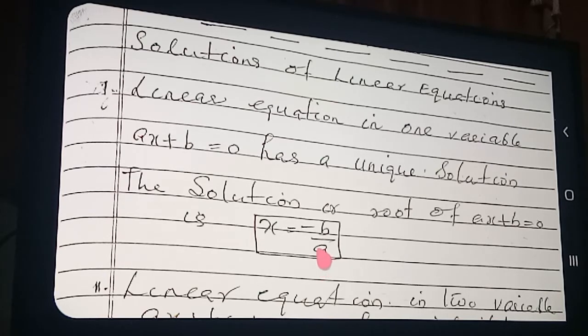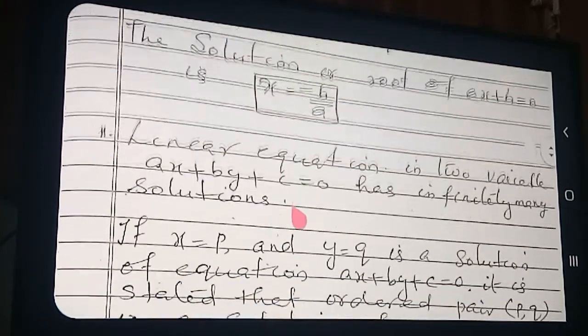Actually, what does solution mean? When we substitute this value in the equation, the LHS answer and RHS answer will be the same. That is, this value will satisfy the equation. That value satisfying the equation, we call the solution. Satisfying means this much only: the value of x we substitute in the equation, you get the LHS answer and RHS answer both the same. That is the word meaning. Clear? Now we will move to linear equation in two variables.